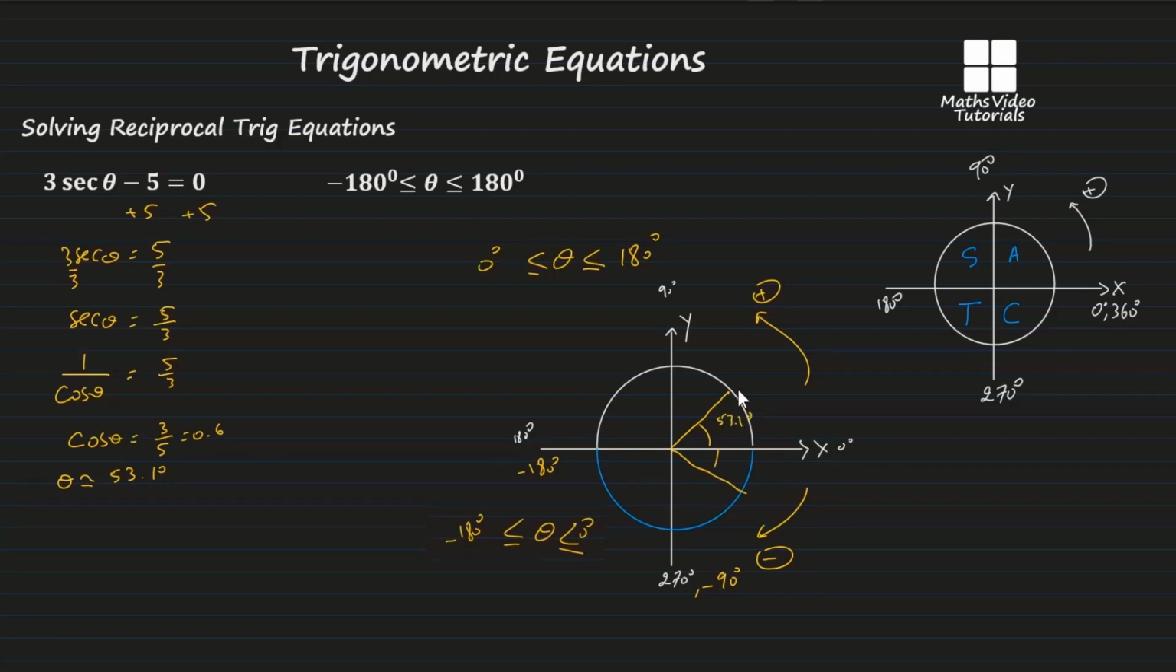So we have two answers. One of them is 53.1 degrees. The second one is negative 53.1 degrees. So now I'm going to write down my answers together, separated by a comma. Negative 53.1 degrees and 53.1 degrees.